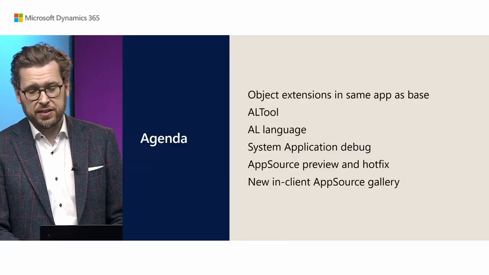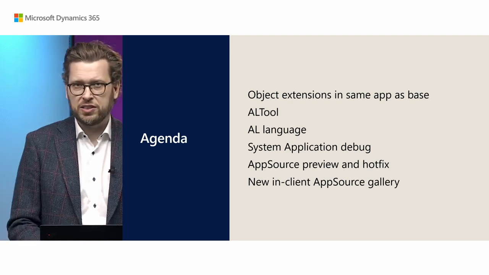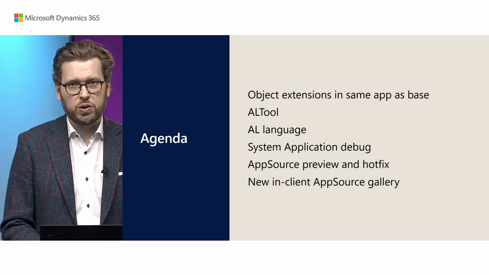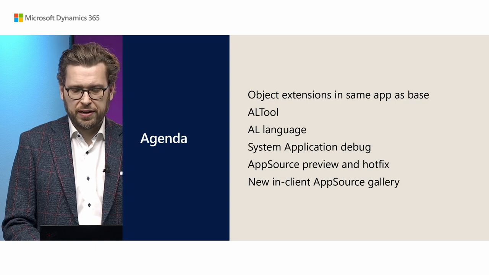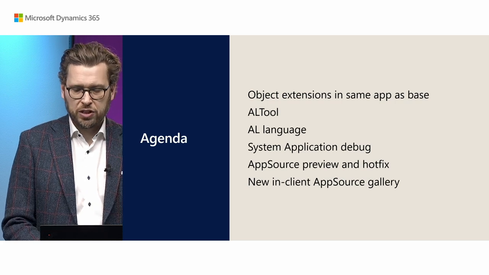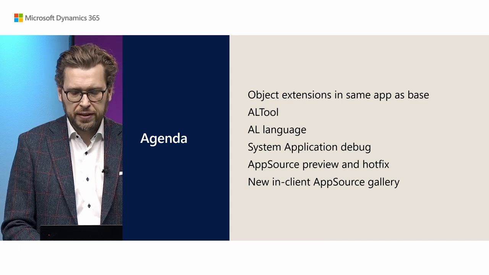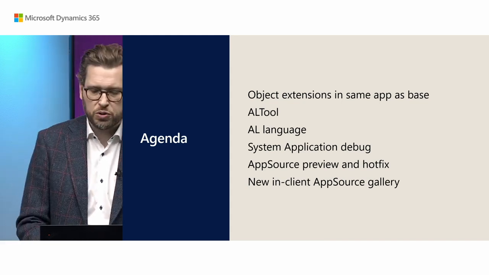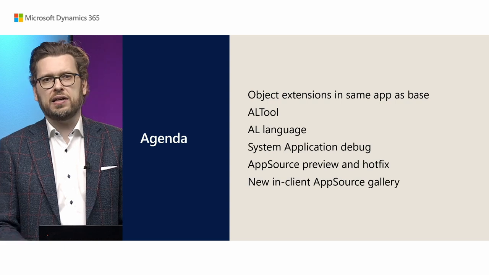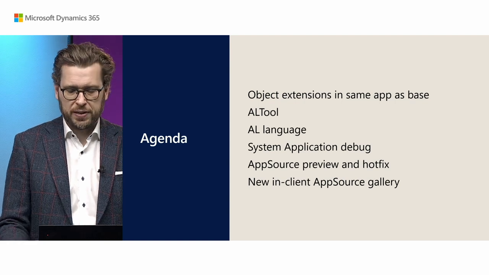Let's have a look at the session agenda. To begin with, Esben will talk about the ability to have object extensions in the same application as the base object. And he will also talk about a small tool we call AL2 with some helper functions that you can use in pipelines. Then Steffen will talk about improvements to the AL language, including developer support for Copilot functionality in the application. And then I will take over talking about app source preview, app source hotfix changes, as well as the new in-client app source gallery that replaces the embedded app source marketplace.